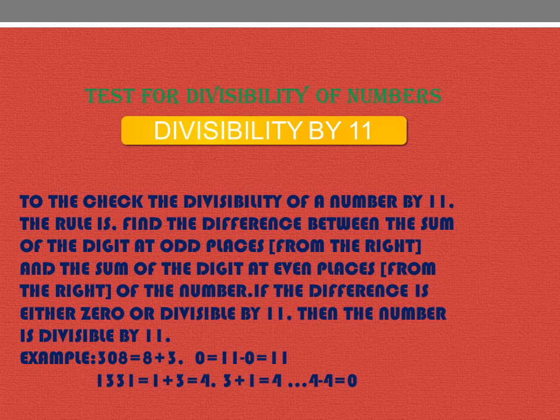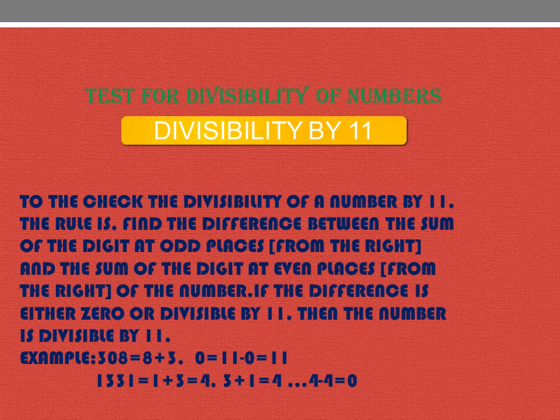For example, here 308. If you are taking the numbers from odd places, that is the ones place, and then skip the tens and go for the hundreds place. Which are the numbers here? 8 and 3. These two numbers you are adding. 8 plus 3: 8 is at the ones place and 3 is at the third place, which are odd places. Adding, we get the sum as 11. And if you are taking the even place, you have only the number 0. So if you subtract these two, odd places sum minus even places sum, 11 minus 0 is equal to 11. So 308 is divisible by 11.